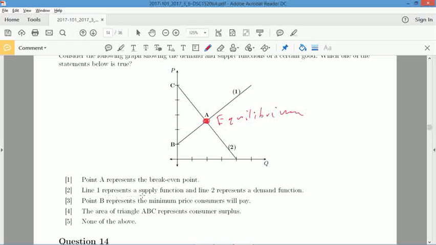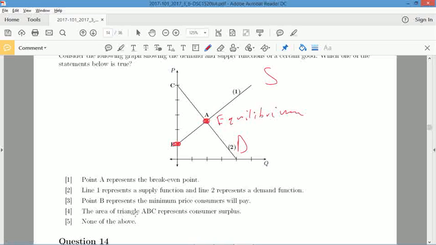Okay, line 1 represents the supply function. Line 1 is the supply, well that would be true, supply is upward sloping. And line 2 represents demand, demand would be downward sloping. Point B represents the minimum price consumers will pay. There's the minimum price, no. The minimum price that consumers would pay would be there. The demand would be nothing. They wouldn't want to pay anything if they wanted to get goods. That would be the minimum.